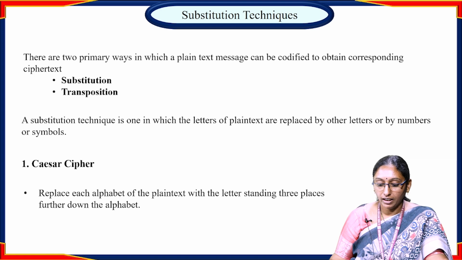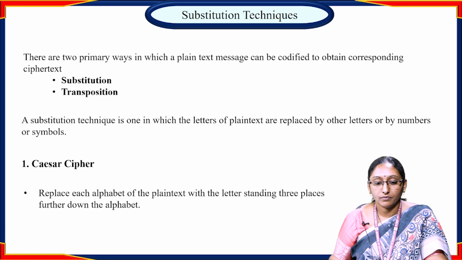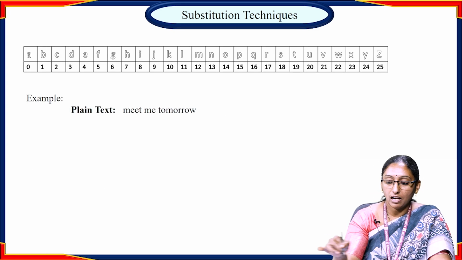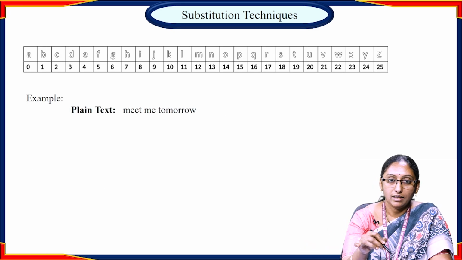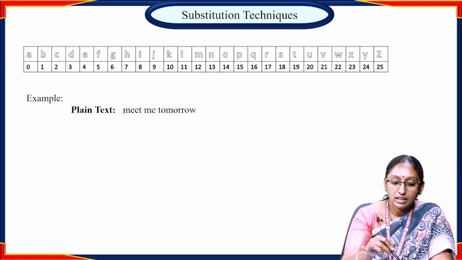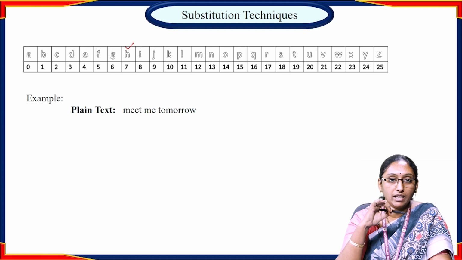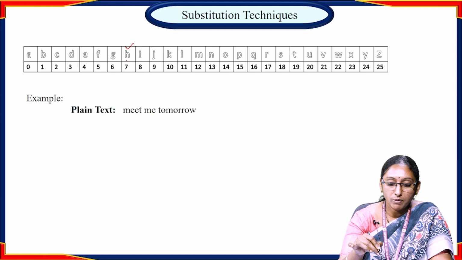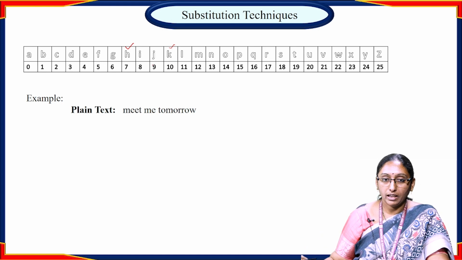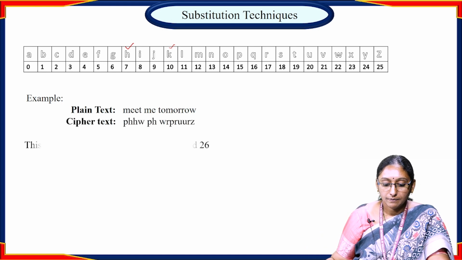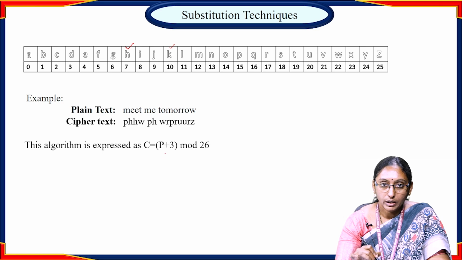Initially, they took a ciphertext letter which is standing 3 letters further down in the alphabet. If you consider the alphabet A to Z, any letter is replaced with another letter that is 3 places further down in the alphabet. For example, if you take a plain text letter H, H is replaced by plus 3, that is K. 1, 2, 3, the third letter after H is used. We can write this mathematically as ciphertext letter C equal to plain text letter P plus 3 mod 26.